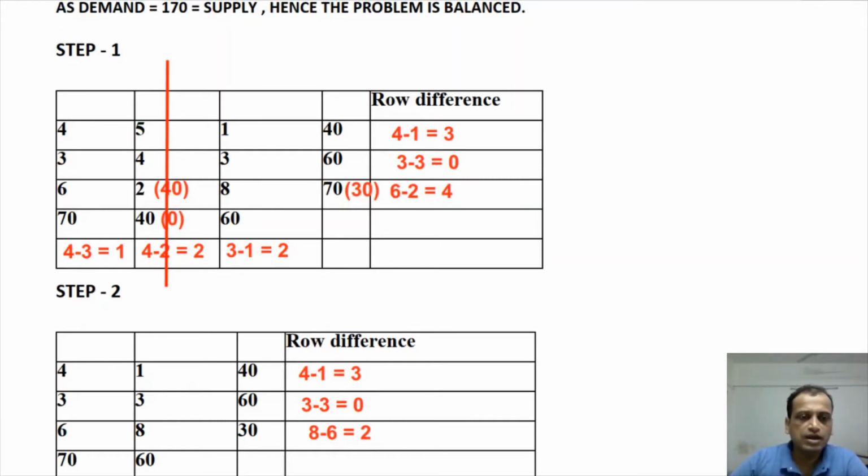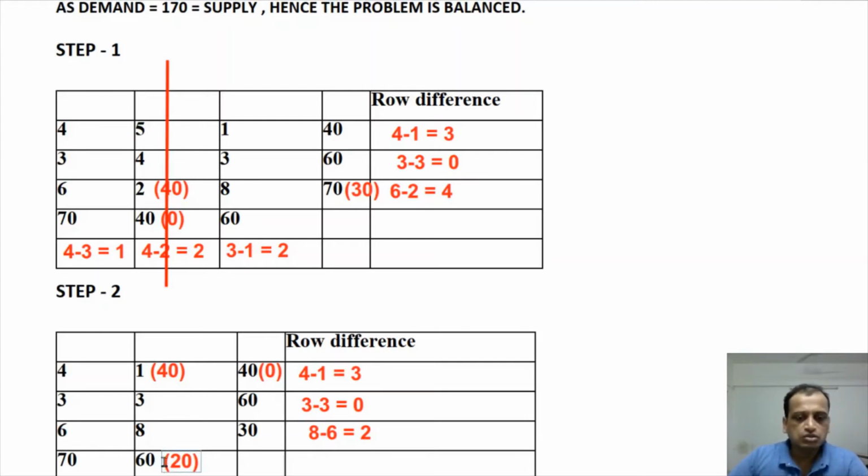Clear? Now again, what is the maximum row difference or column difference, which one is the maximum penalty here? The maximum penalty is in the first row, which is 3. So we will try to allocate in this row. But what is the minimum cost here, which is 1? So we will allocate here only. What can we allocate? We can allocate 40 units here. If we have allocated 40, what is the new supply here? Which is 0. And what is the new demand here? 60 minus 40 is 20.